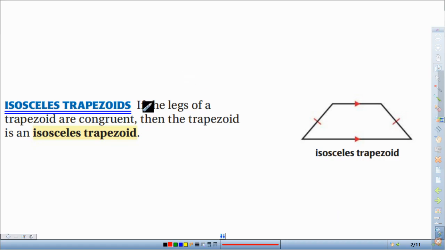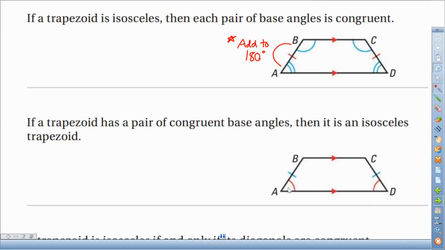Okay, so here's what it says. If the legs of a trapezoid are congruent, then the trapezoid is an isosceles trapezoid. So if the legs are congruent, over on our picture here, we can see these 2 side lengths that are the legs are congruent. And that's why this thing is considered isosceles. And like I said before, isosceles trapezoids are kind of the focus of this lesson here. And we get some rules when we have isosceles trapezoids, and that's our next slide.